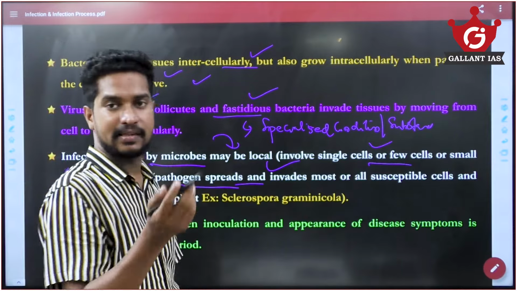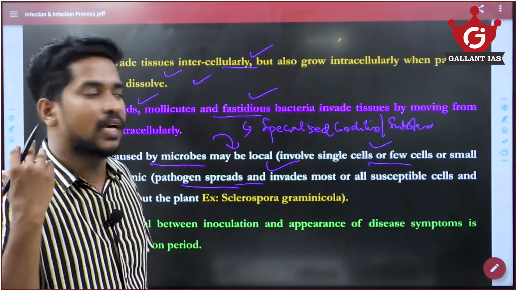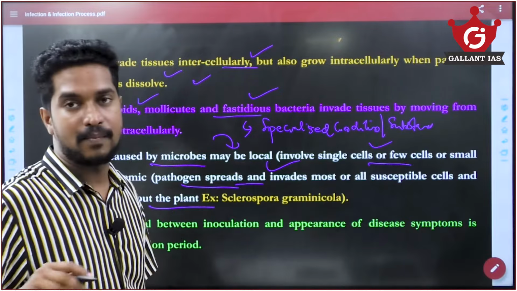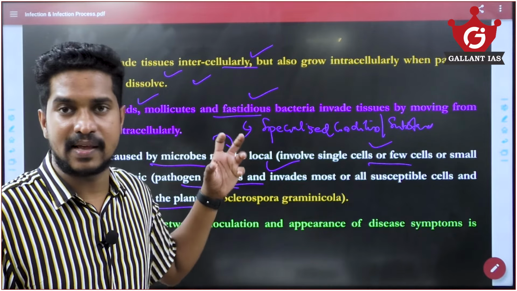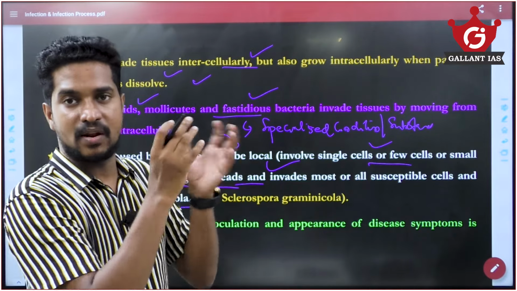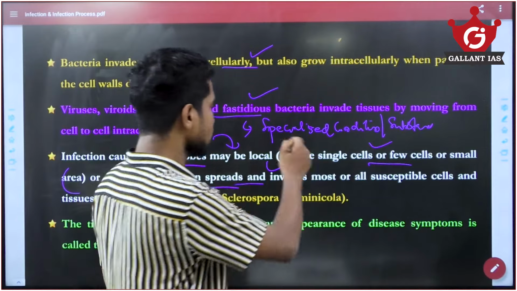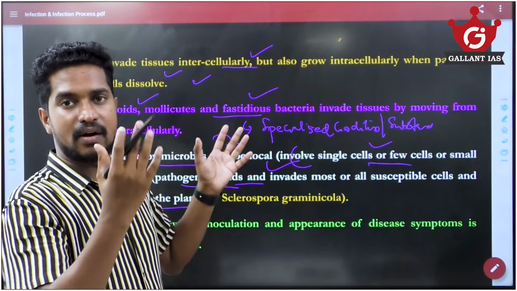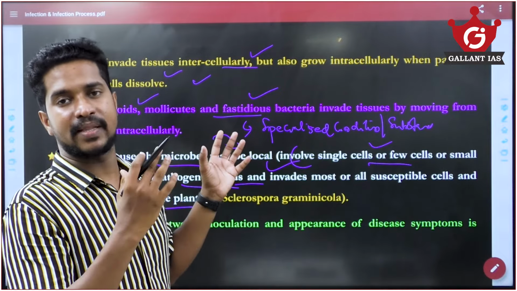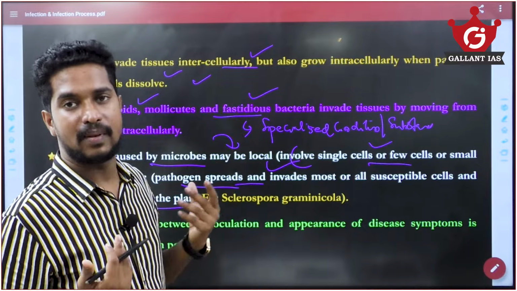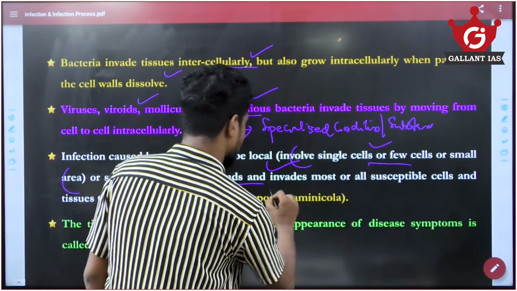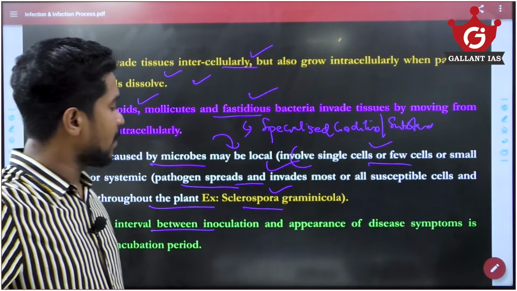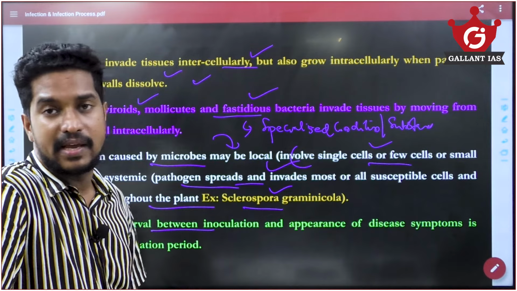And in certain other cases, the pathogen spreads inwards to most of all susceptible cells and tissues throughout the plant. On the other hand, in some cases the pathogen may be localized, involved with a single cell or a small region. Certain pathogens spread all over the plant cells and tissues, like Sclerospora graminicola.